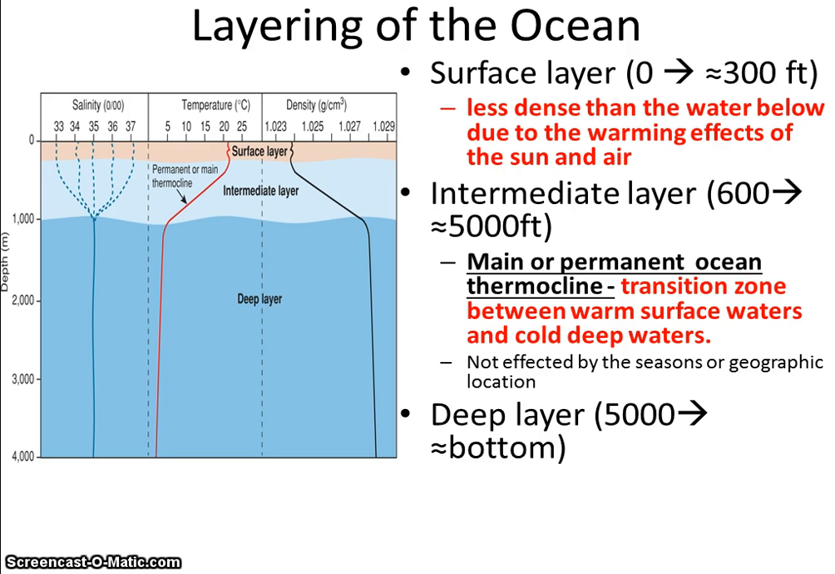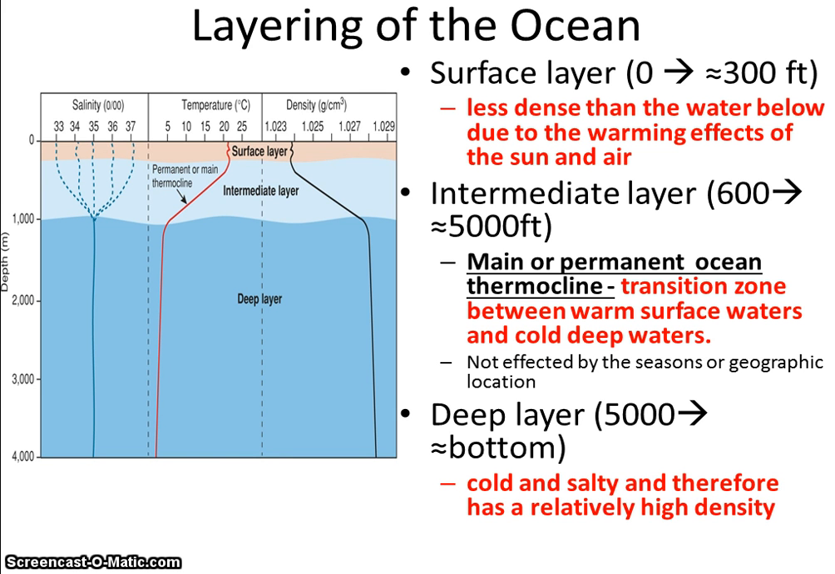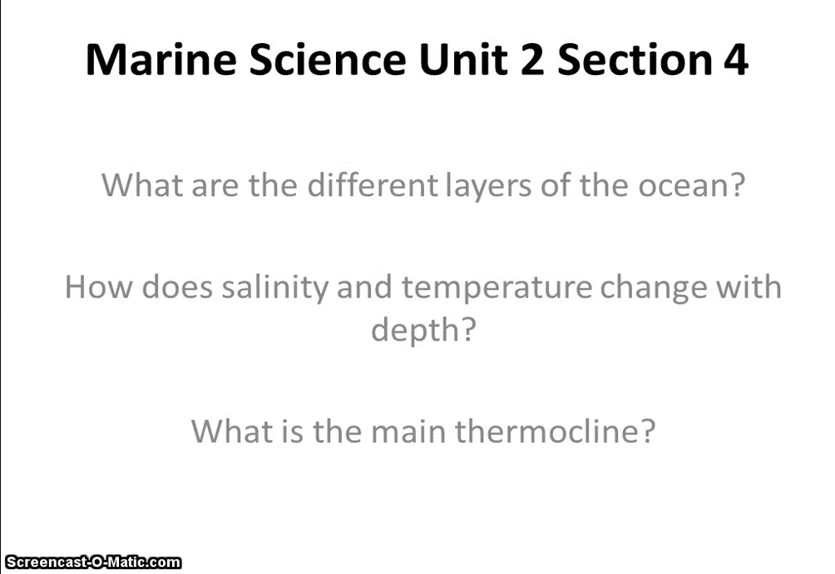So anything above that main or permanent thermocline becomes the surface, and anything below that main or permanent thermocline becomes the deep. Speaking of that, not a really big surprise, but deep water is relatively cold, relatively uniform salinity, and as a result, it's basically uniformly dense. So there you have it. Three basic layers of the ocean. The surface layer, the intermediate layer, and the deep layer.